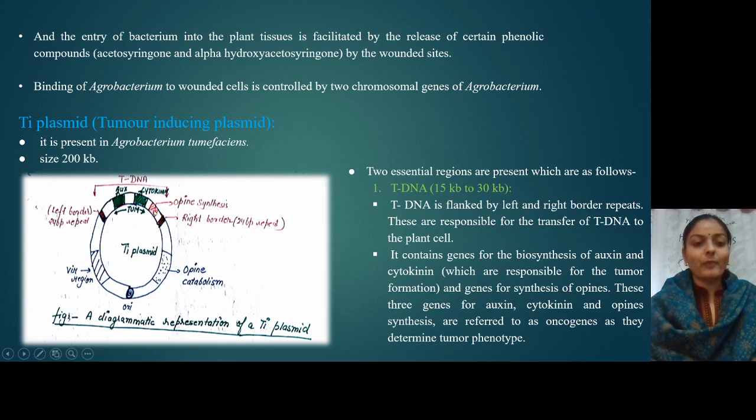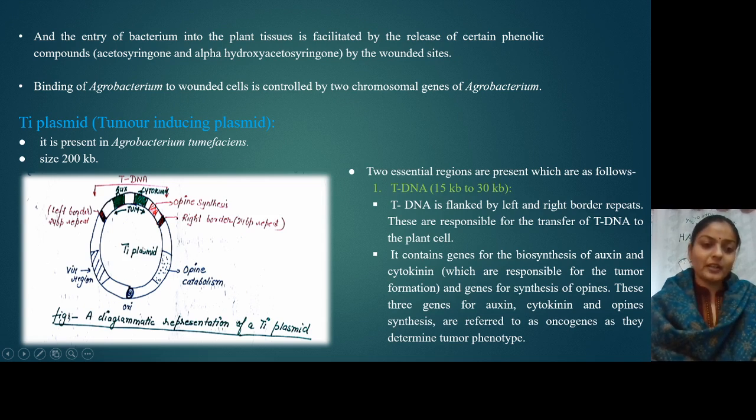And this opine synthesis gene is responsible for the synthesis of a specific opine, which can be utilized by the bacterium to obtain energy. And this Ti plasmid, which is present in the bacterium, also contains an opine catabolism gene, which is required for the catabolism of opine synthesized by the plant cell or manipulated plant cell.